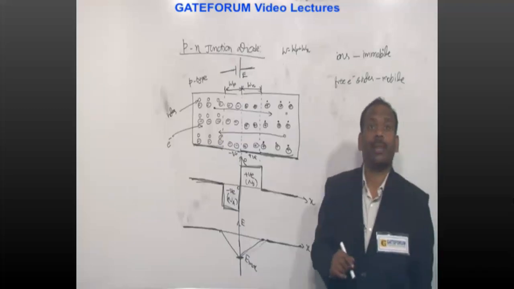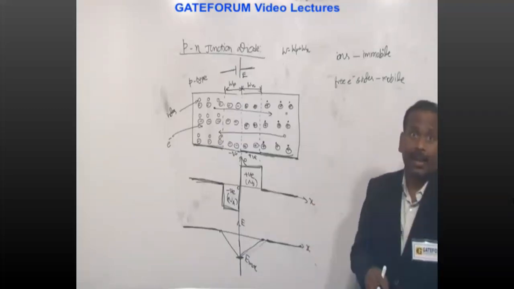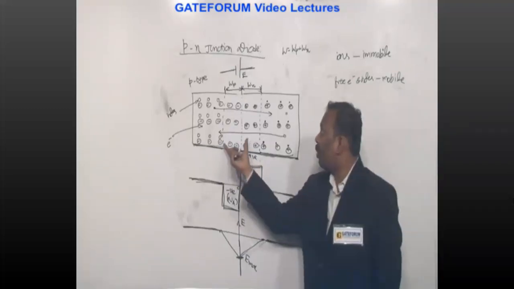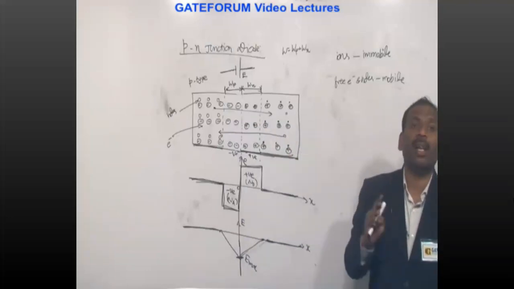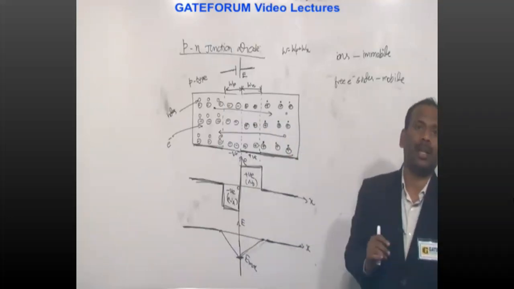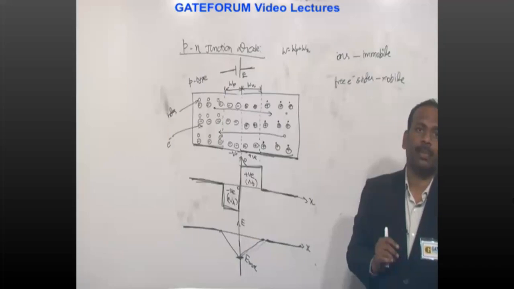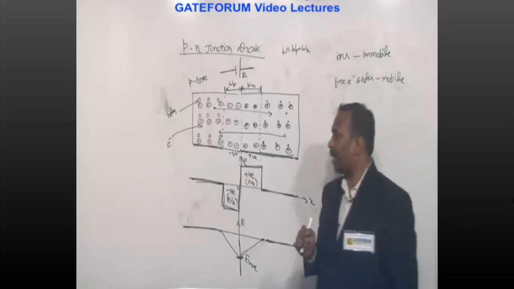Next, another GATE question. All these are asked, okay? In this figure, W_P and W_N are the same or different, or will it depend on some other parameter? Okay, that I'll explain.